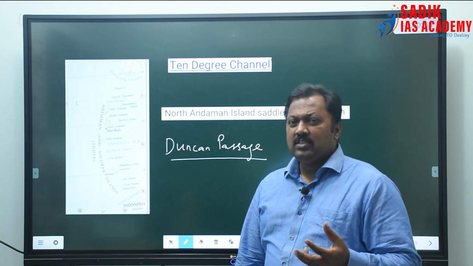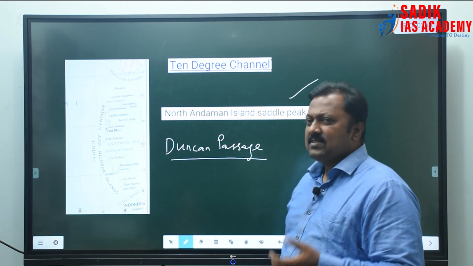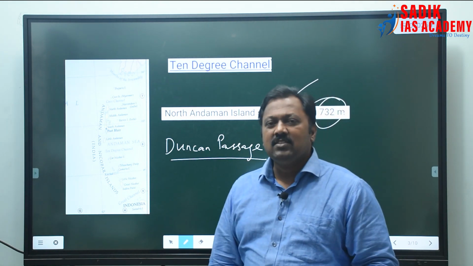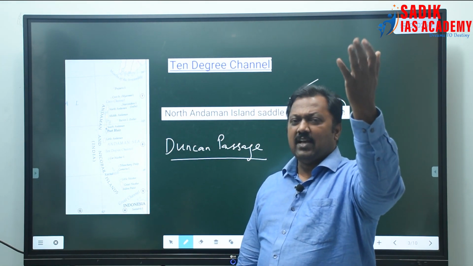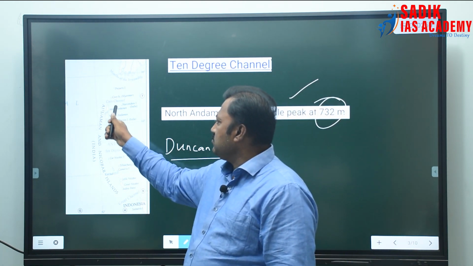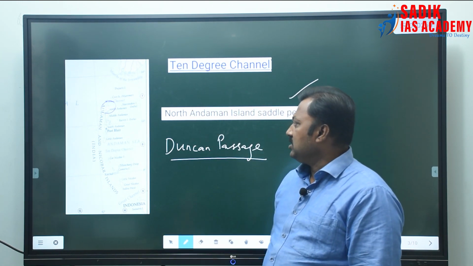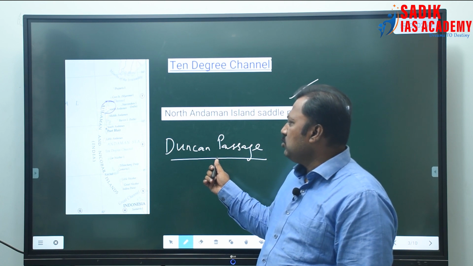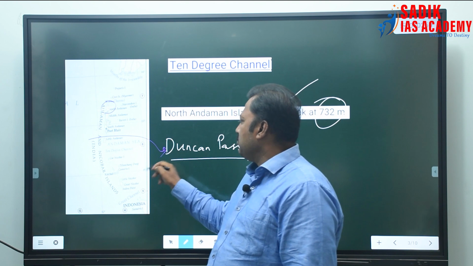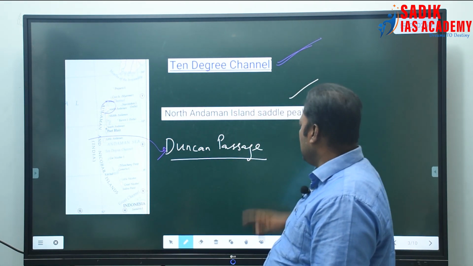In the Andaman group of islands, the highest peak is Saddle Peak. The height of the highest peak is just 732 meters. You can imagine, just 732 meters. Saddle Peak is located in North Andaman. Please note this, it may be asked in subsequent years. The Duncan Passage separates South Andaman and Little Andaman, which we have already spoken about, and the 10th Degree Channel also we have already discussed.